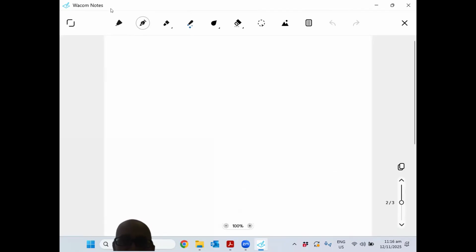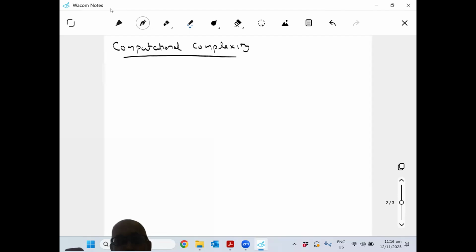So I want to give you a little bit of understanding about computational complexity. How do you think about if a problem is easy, if a problem is hard? How do you try to analyze it? Okay. So what's an optimization problem?